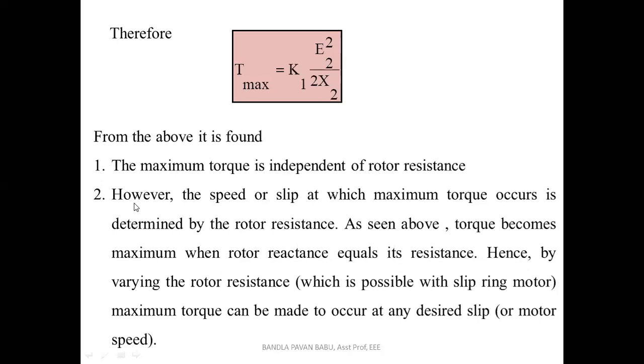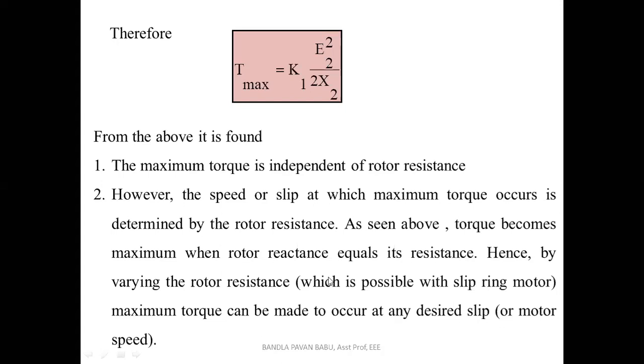However, the speed or slip at which the maximum torque occurs is determined by the rotor resistance. Okay, so what we have seen is the relation R2 equal to S into X2. As seen above, the torque becomes maximum when the rotor reactance equals its resistance. Okay, if slip equal to 1, R2 equal to X2. If some slip value exists, obviously R2 equal to S into X2. So definitely under running conditions, it depends upon the slip. Okay, hence by varying the rotor resistance, which is possible with the slip ring motor, maximum torque can be made to occur at any desired slip.